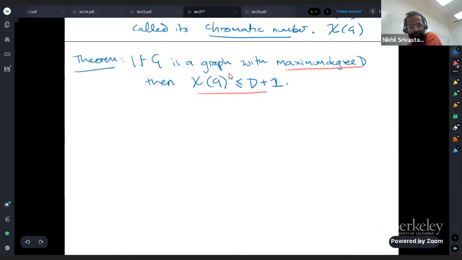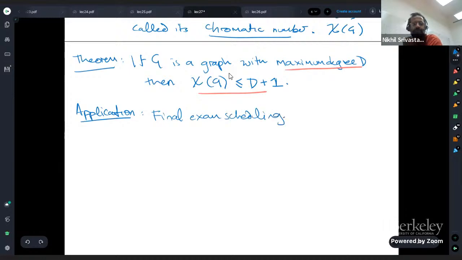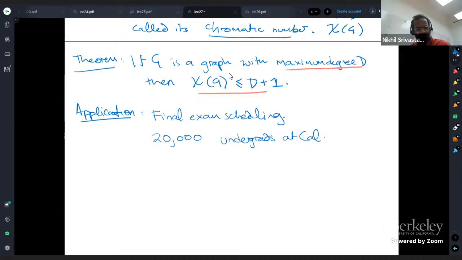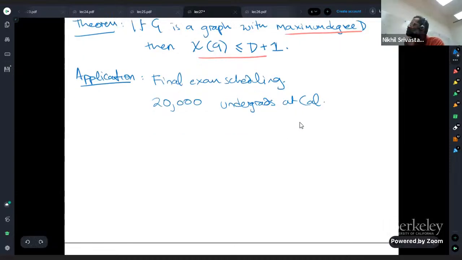Actually, before telling you the proof, let me show you a cool application, which is actually, as far as I know, used. One application is to final exam scheduling. So let's say there are 20,000 undergraduates at Cal. I don't know what the number is now. It might be more than that. And let's say there are 4,000 upper division courses. I'm not sure if that's accurate, but I'm just guessing. And each course has at most 50 students in it.